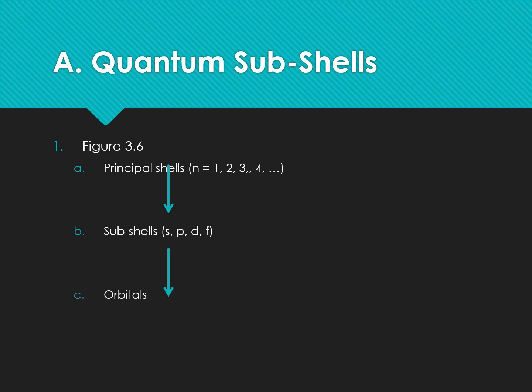That's the principal shell. So shell 1 is 1, shell 2 is 2, and so forth. And then within the principal shells, there are subshells of S, P, D, and F. And then within each subshell, there are orbitals that are related to those subshells. And those are specifically shaped where the electrons are located.